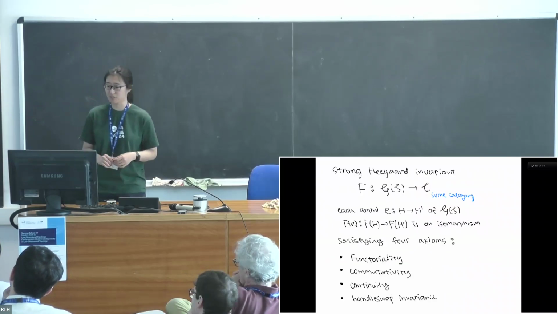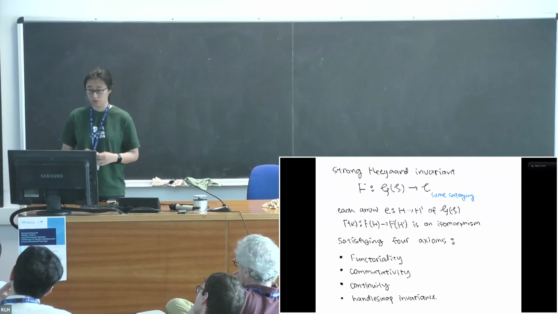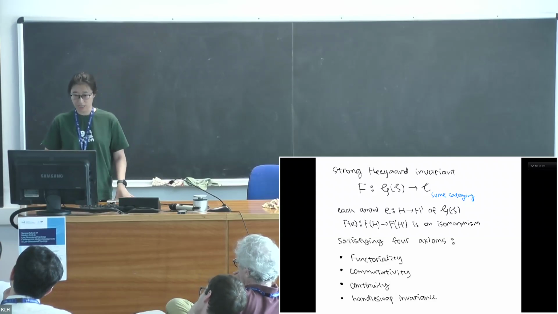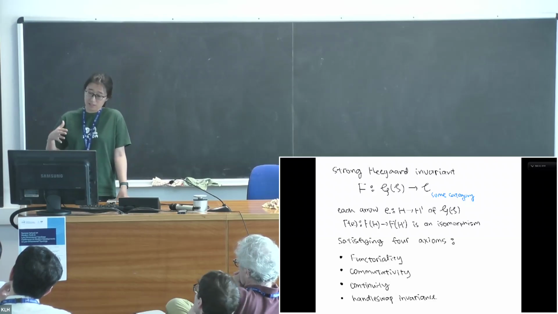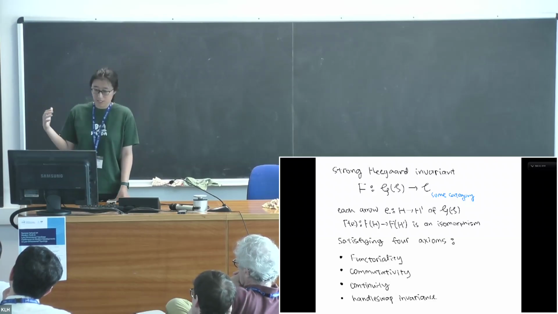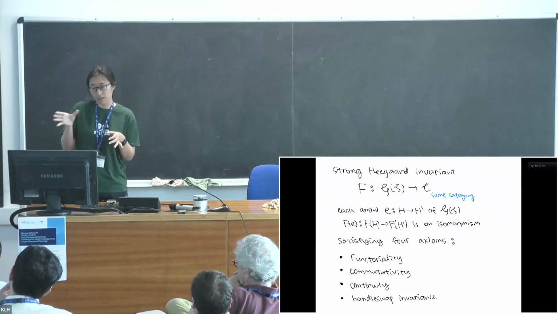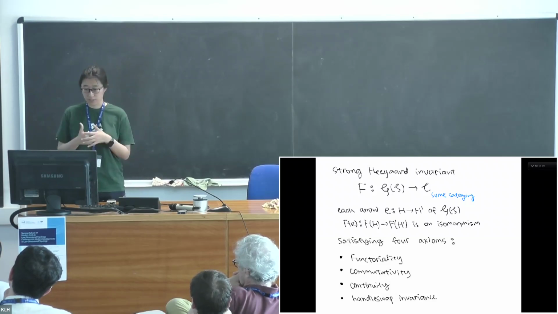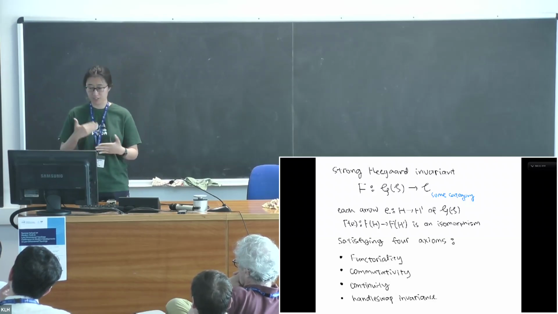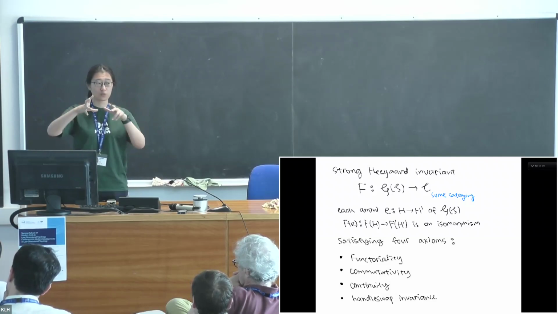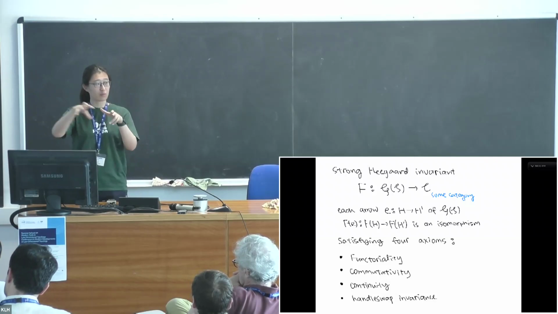Now, what is a strong Heegaard invariant? A strong Heegaard invariant is a morphism of graphs. So we assign the graph into some category, and for each arrow, we want it to correspond to an isomorphism in the category C. And it also satisfies four axioms. The functoriality axiom basically says that it's commutative within G alpha, within the subgraphs.